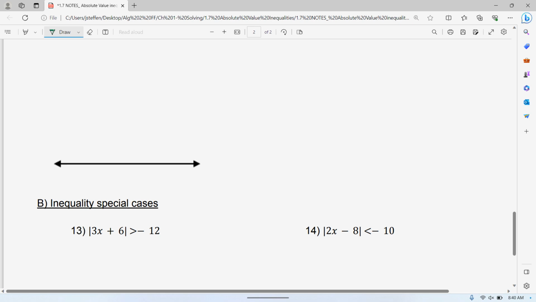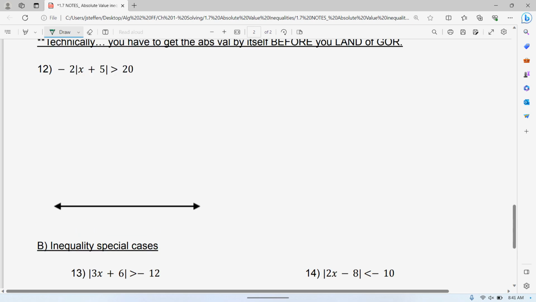Honestly, the rest of the lesson, I'm going to go through fairly quickly because this isn't stuff that's necessarily on your test. The biggest thing, number 12, and there was one on your homework that ended up like this. I took it off because it was more confusing. But remember, I told you guys you have to get the absolute value by itself first. So for this one, you would divide both sides by negative 2. Well, since you divided by a negative, you have to flip your sides. So you have to remember to flip it there.